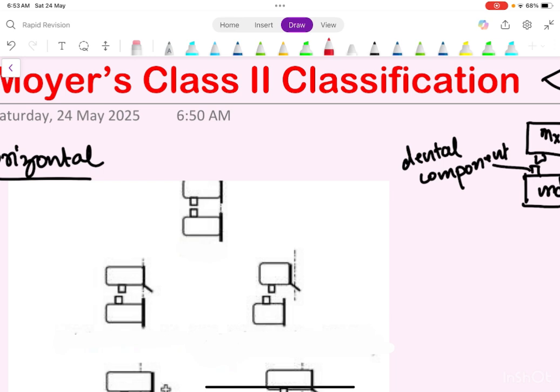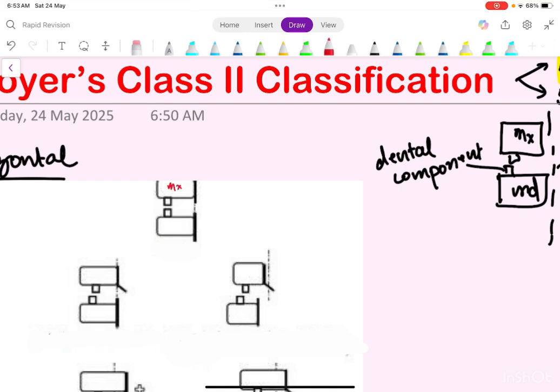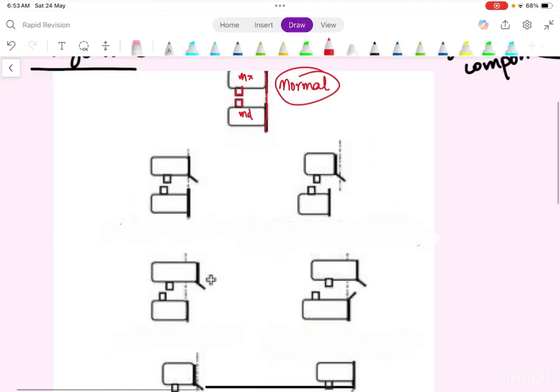As I told you, we will have two boxes, one maxilla and one mandible. Look how nicely the dental components are in relation, and both are touching the line of normal occlusion, so this is normal. Now let's look at this one. Here both are at the line, but the teeth of the maxilla are in front, so this is a case of maxillary dental protraction, just the dental component, while the rest both are touching the line.